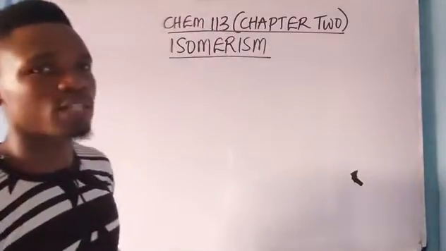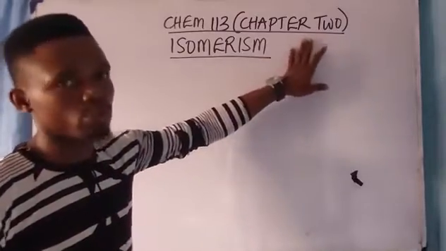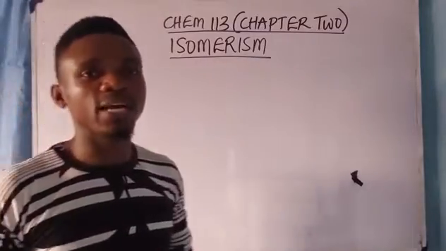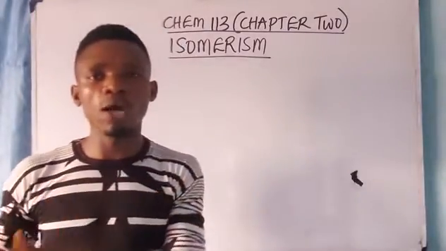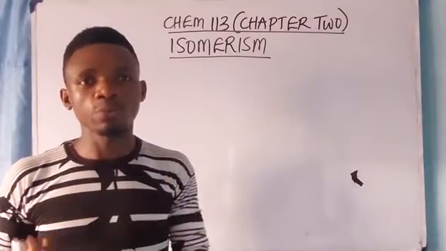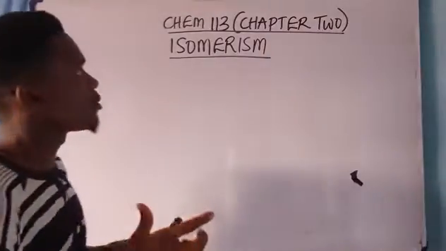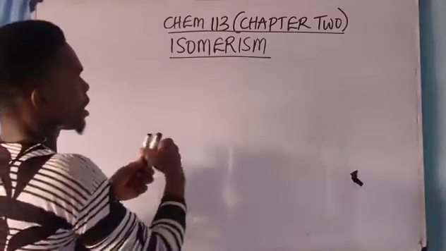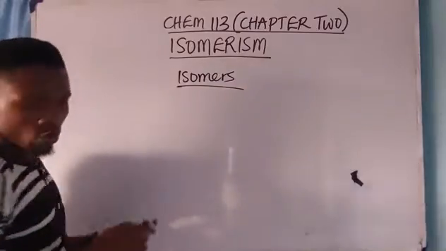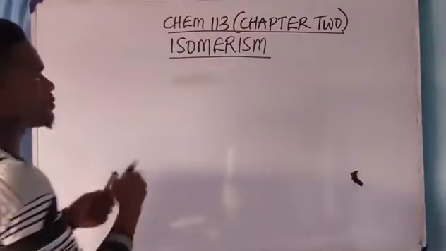In today's video, I shall be taking Chem 111, Chapter 2, the second part, on a topic called isomerism. Isomerism can be defined as a process whereby two or more organic compounds have different chemical or physical properties. The organic compounds that possess isomerism are called isomers. On a broad note, there are two types of isomerism.